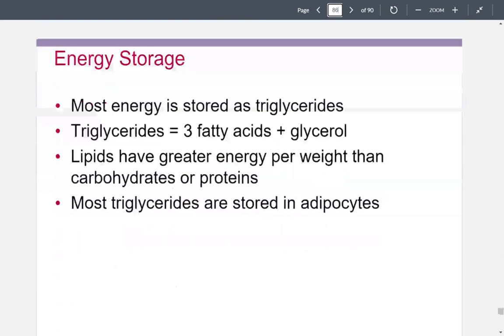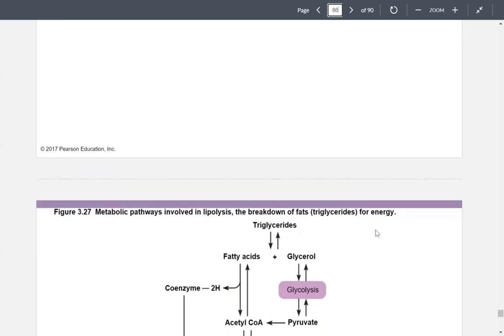Energy storage, as we have mentioned in passing, energy is stored in the form of triglycerides, which are 3 fatty acids joined to a glycerol. Lipids are going to have a greater energy per weight than carbs or proteins, and that is due to those carbon chains. And most triglycerides are going to be found stored within our adipocytes. And for those who have had med term, you recognize adipo as the root for fat. So our fat cells.